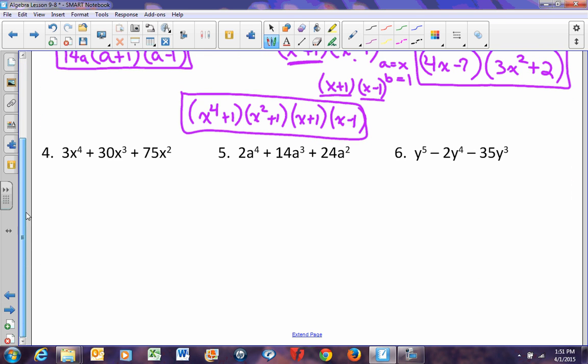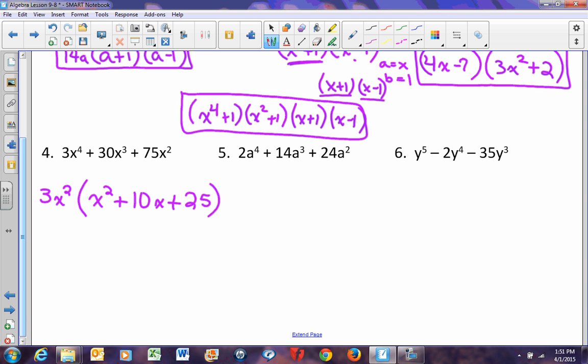Okay, let's look at number 4 here. 3x to the 4th plus 30x to the 3rd plus 75x squared. Well, I know there's the greatest common factor, at least a variable in there. But I also know that 30 is divisible by 3 and 75 is divisible by 3. So I can take out a 3 and I can take out an x squared. That leaves my first term as x squared plus 10x plus 25.